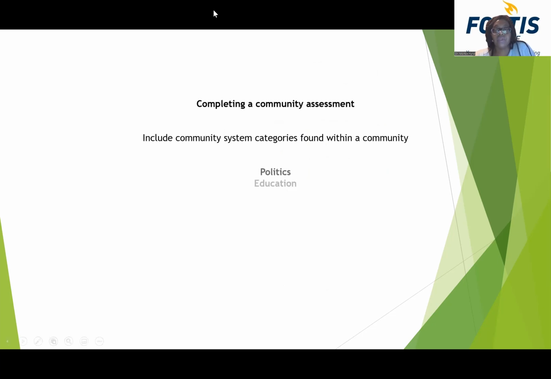So completing a community assessment, you want to include all of these factors: the politics, education, the recreations, the economics, and the religion, because we have to think about the whole community, not just one aspect of it. So make sure that you consider all of these aspects.